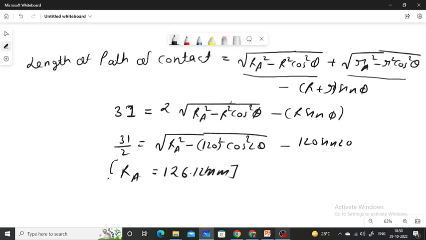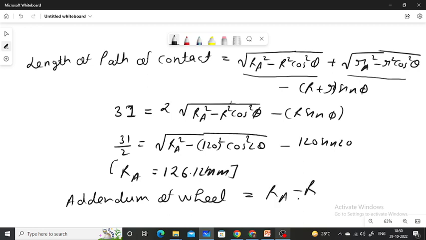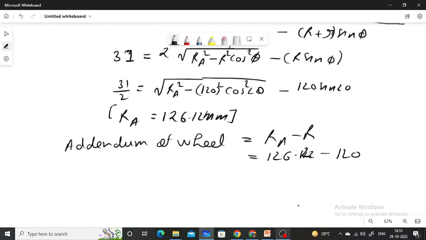So the addendum of the wheel will be equal to radius of addendum circle minus radius of pitch circle. 126.12 is the radius of addendum circle and pitch circle radius is 120 mm. So the final addendum will be equal to 6.12 mm. Okay. Thank you very much.